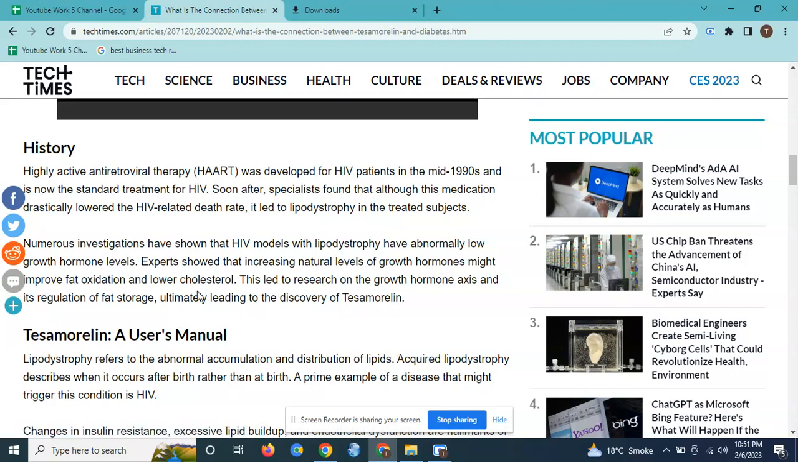Numerous investigations have shown that HIV models with lipodystrophy have abnormally low growth hormone levels. Experts showed that increasing natural levels of growth hormone might improve fat oxidation and lower cholesterol. This led to research on the growth hormone axis and its regulation of fat storage, ultimately leading to the discovery of tesamorelin.